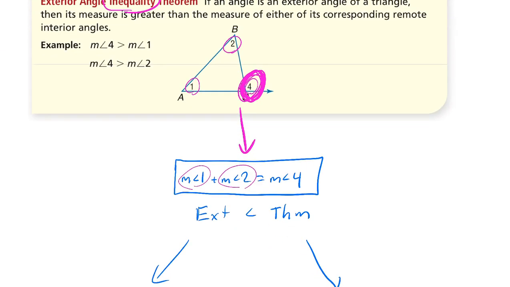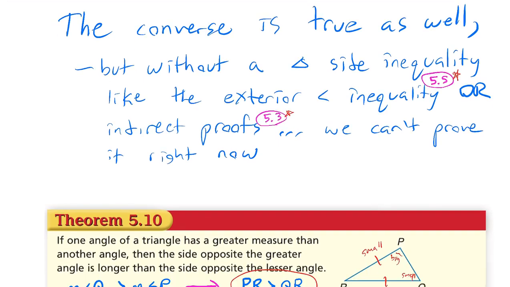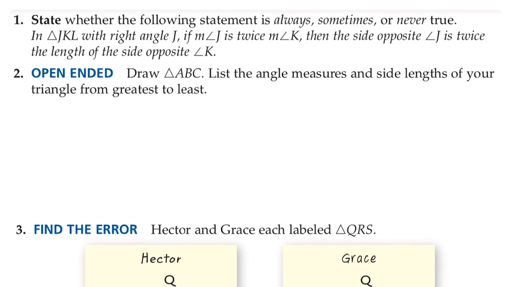So let's just use it a bunch. Okay, here we go. Homework time. 17 minutes. That was good. Okay, but I'm going to do a lot of problems here. Okay, is the statement below sometimes, always, or never true? So in triangle JKL with J a right angle. Okay, so here's JKL. All right, and then it says if the measure of J is twice the measure of K, well, that just means this is 45 degrees, okay, then the side opposite J is twice the length of the side opposite K.